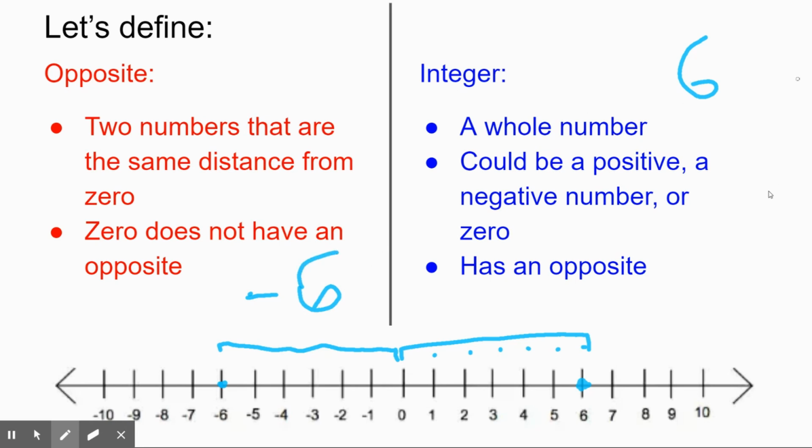Now you might see that and think, does that just mean that any opposite is going to be either negative or positive, depending on which one your original number was? Yeah, that's exactly what it means. So nothing too bad. Just make sure that they're the same distance from 0.